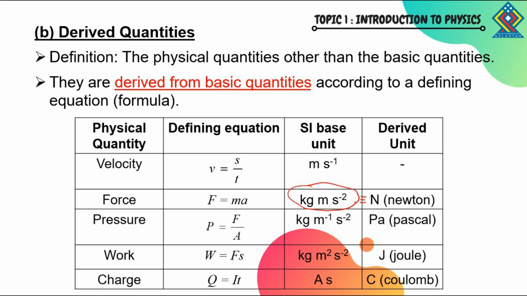For example, here I take force. From the equation, we have F equals to MA. So the SI unit for mass is kg, and SI unit for acceleration, we have meter per second square. So multiply kg with meter per second square, we get kg meter per second square. And this kg meter per second square is equivalent to Newton. You can see the other example in this table.